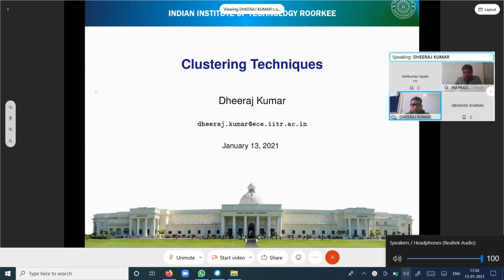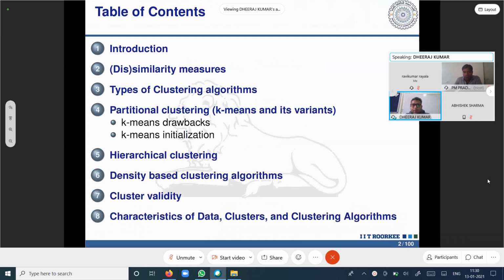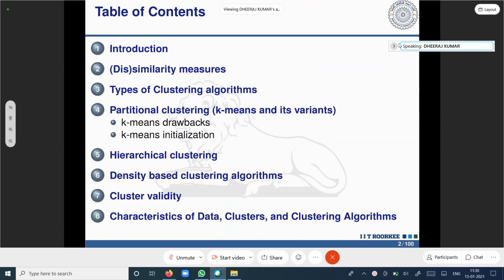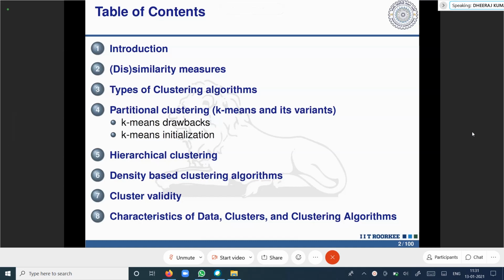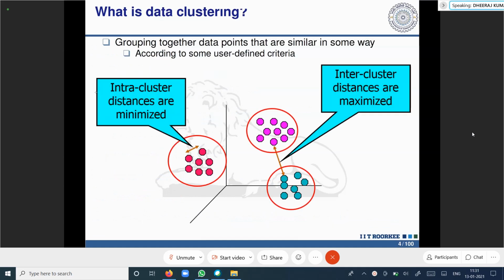About clustering techniques. So I'll first try to introduce what clustering is, and then we will see what the basic fundamentals of clustering are. There are several clustering algorithms which can be divided broadly into three types: partitional, hierarchical, and density-based clusters. And then we will touch a little bit on cluster validity and what characteristics of data, cluster, and algorithm shape our results. Okay, so what is clustering?